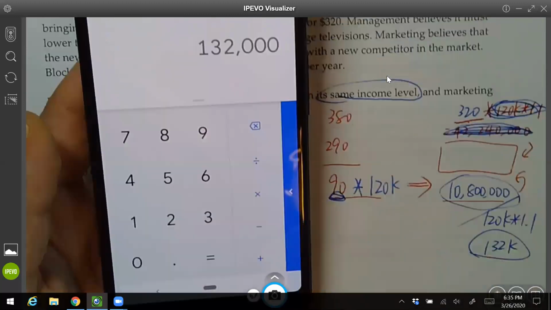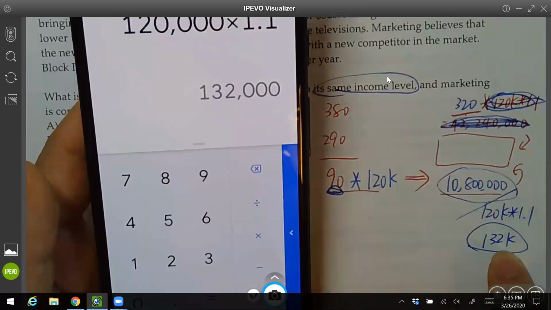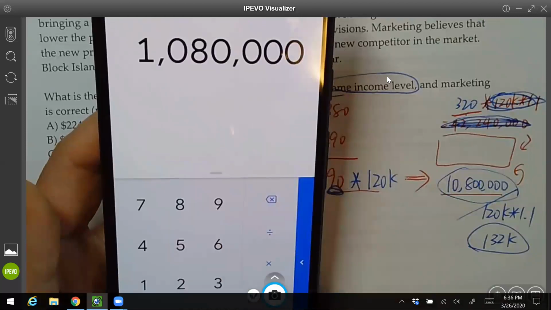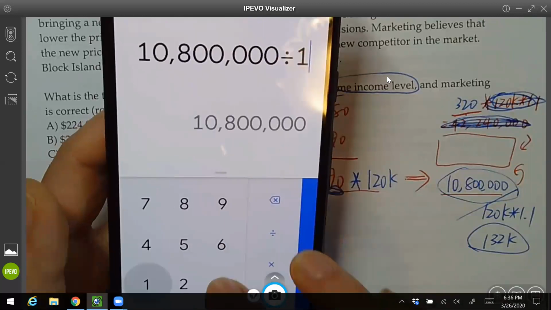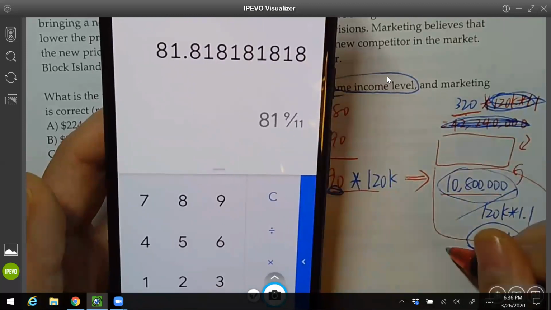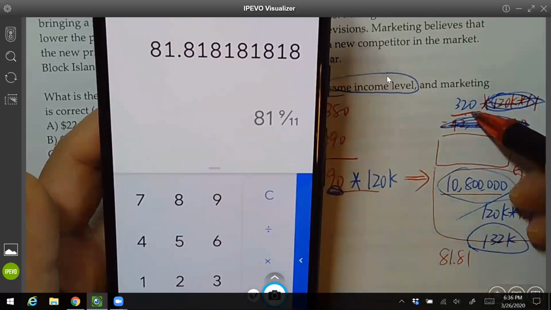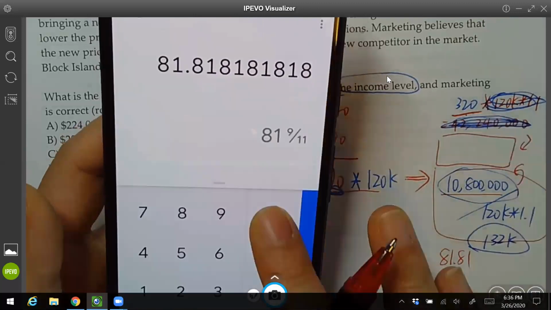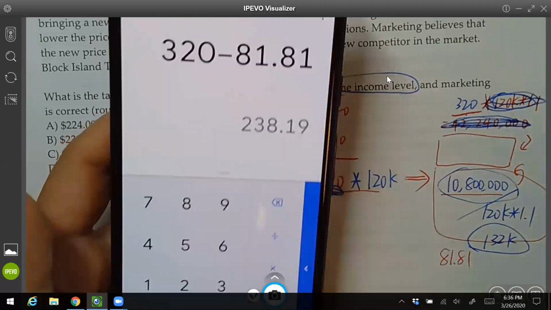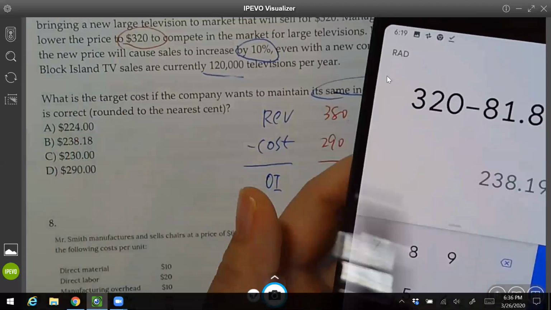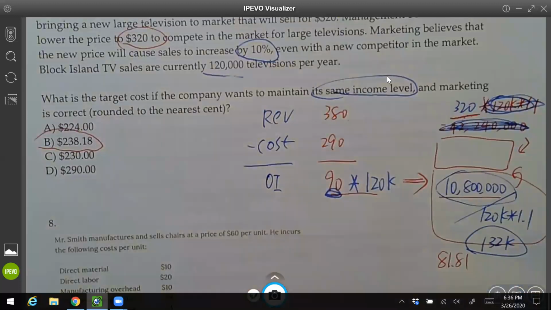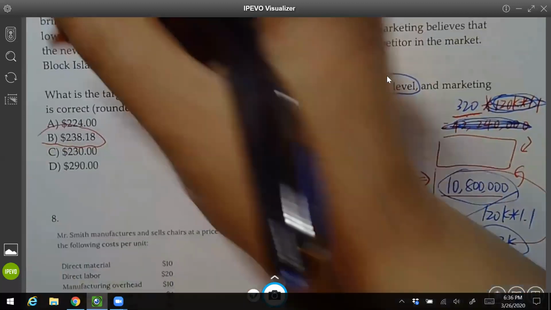So you want to earn 10.8 million over 132,000 units. Divided by 132,000, each one you want operating income is 81.81. And your selling price is 320 minus 81.81, which gives you 238.18. So it's basically 238.18. Personally, I think this is a good one.